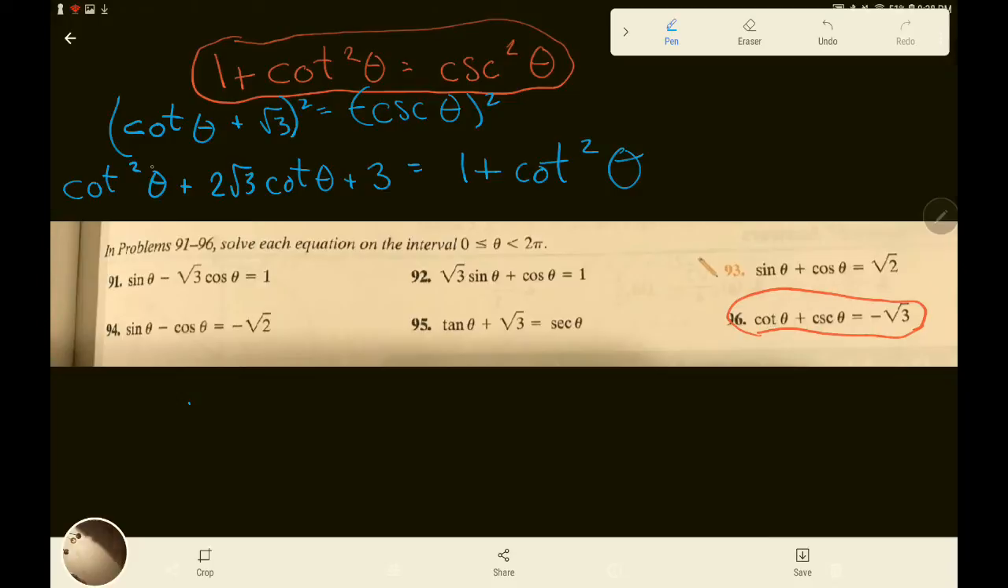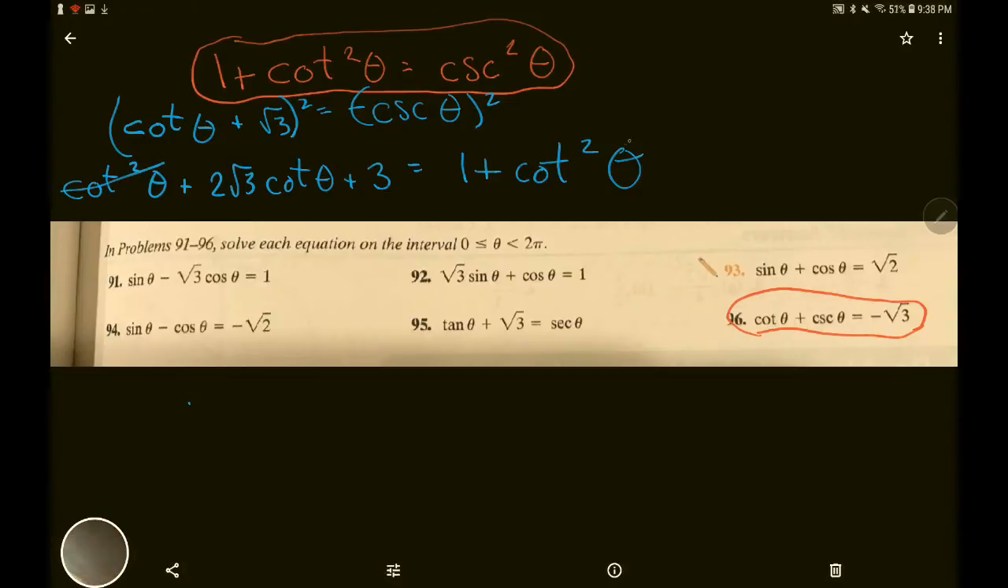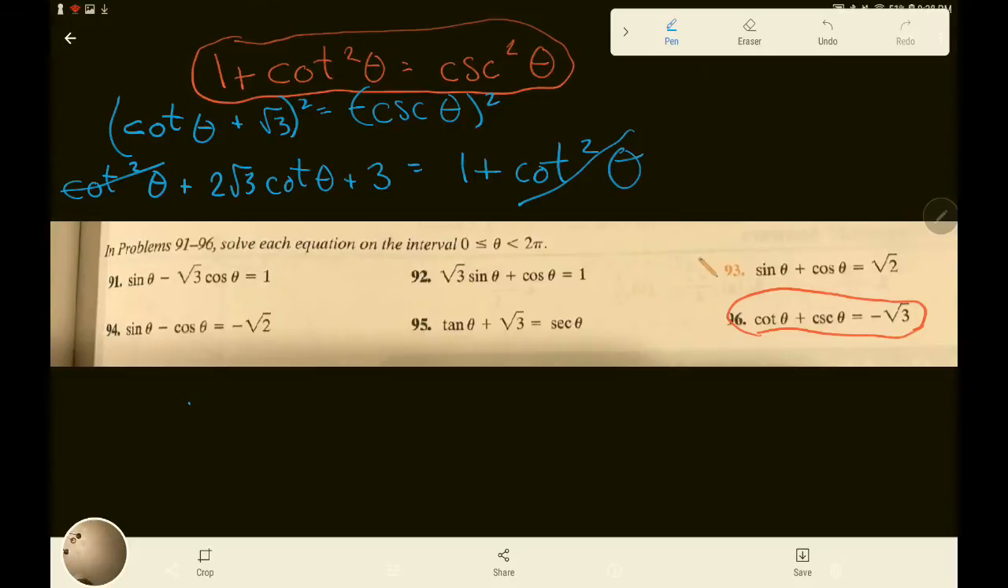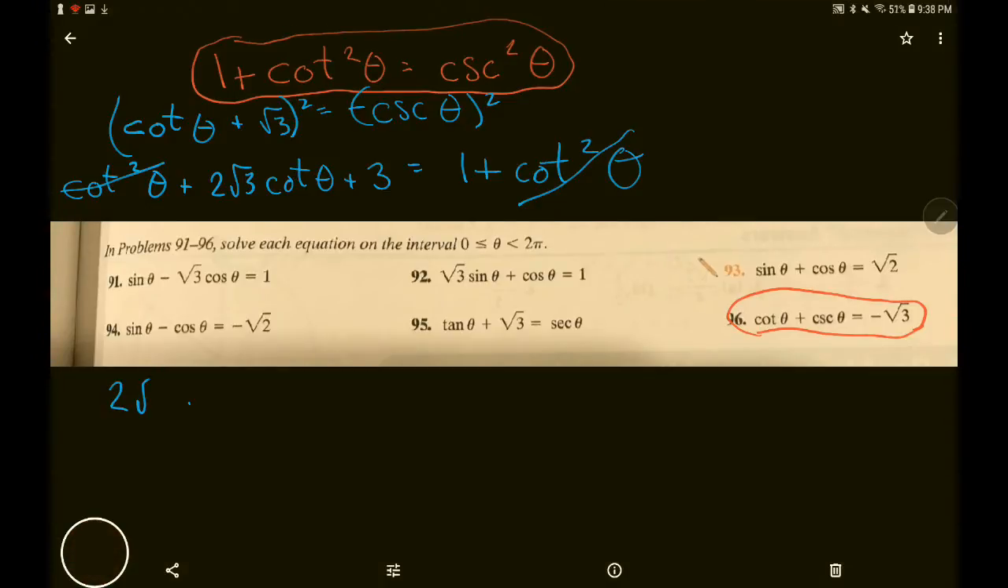Now look at this. Actually, we have a cotangent squared theta on each side. They cancel out, or, in effect, we subtract cotangent squared theta from each side and they just go away. So we're not going to have a quadratic here. We're just going to have a first order cotangent theta problem. So let's put on the left 2 square root of 3 cotangent theta, and then subtract 3 from each side equals -2.